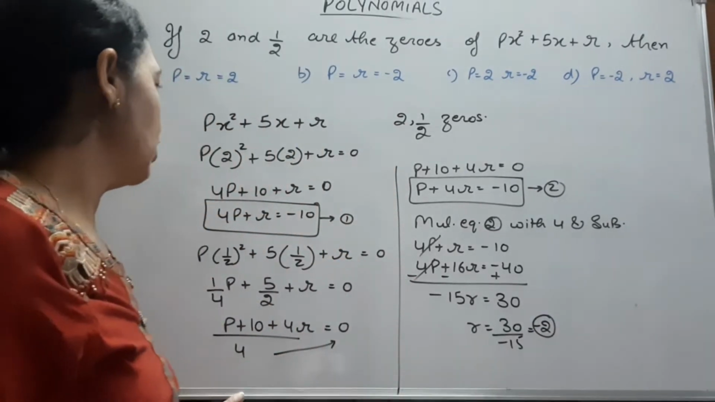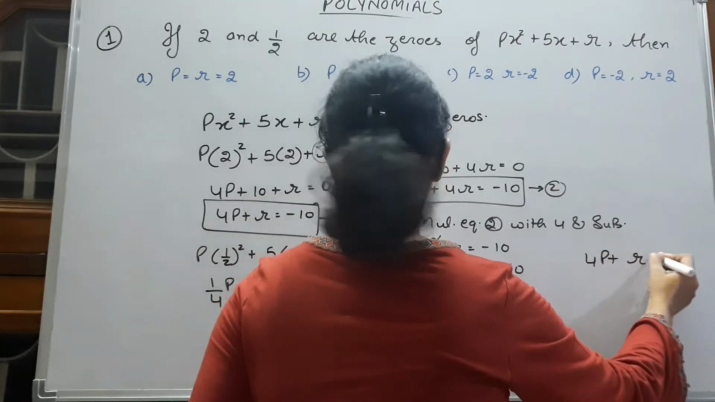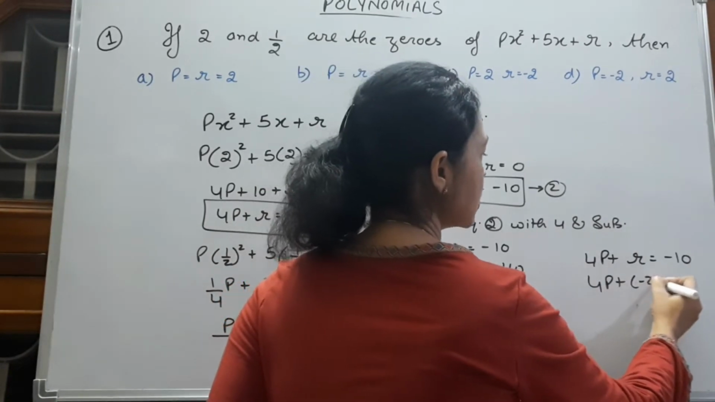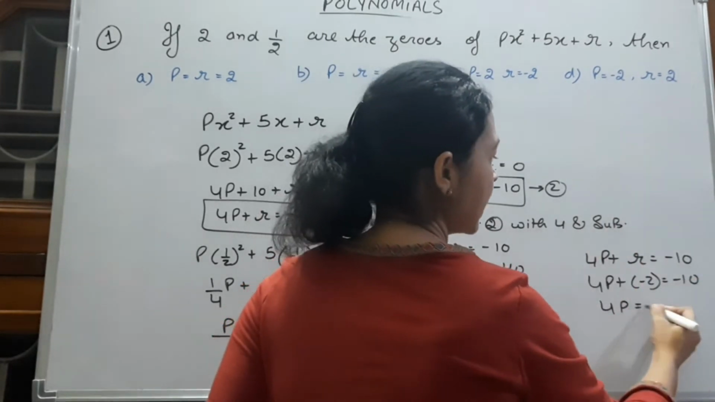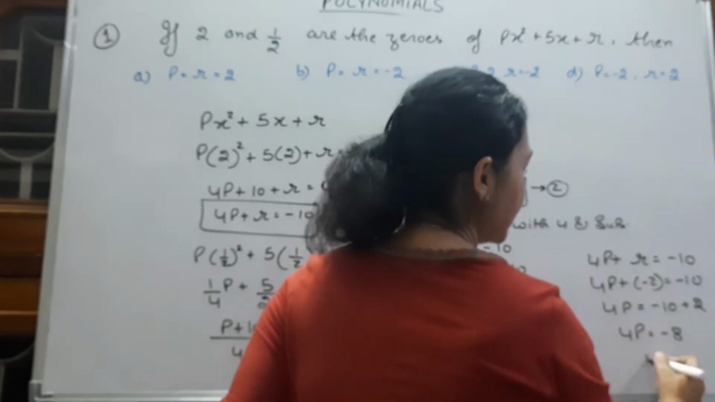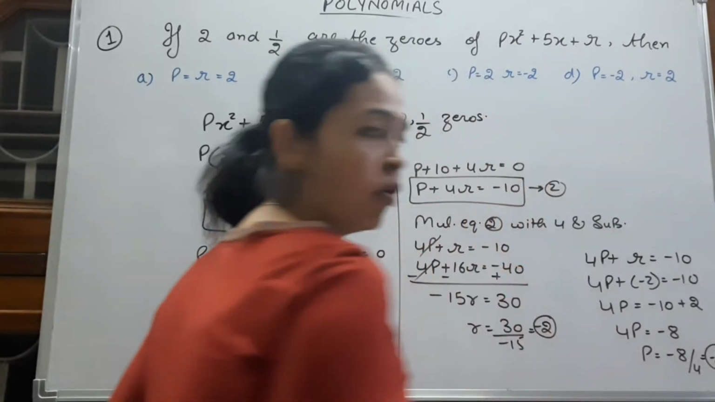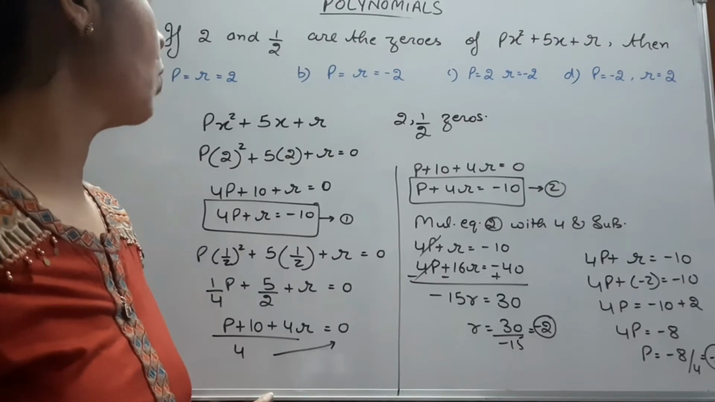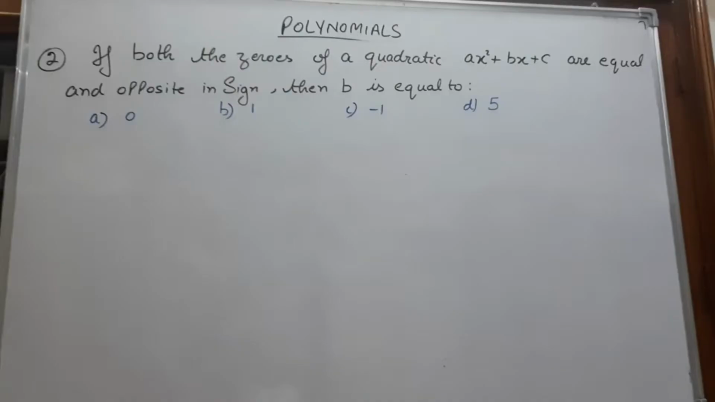Now we will find the value of p. Put it in any equation. Say we put in equation 1. 4p plus r equals minus 10. 4p plus minus 2 equals minus 10. 4p, take this minus 2 on the right hand side, plus 2. 4p equals minus 8, and p is minus 8 by 4, which is minus 2. So the value of p is minus 2 and the value of r is also minus 2. So which is our correct option? Option B is our correct option. Both p and r are minus 2.